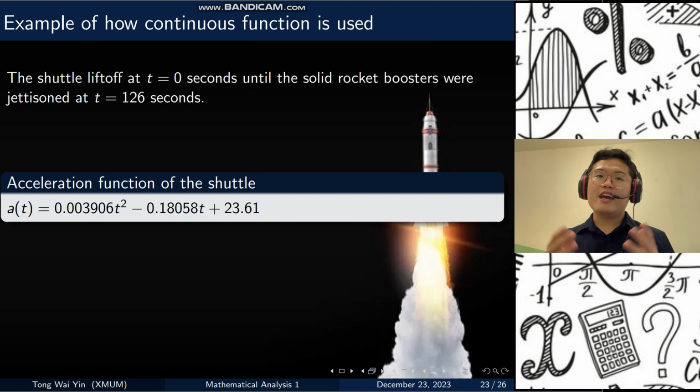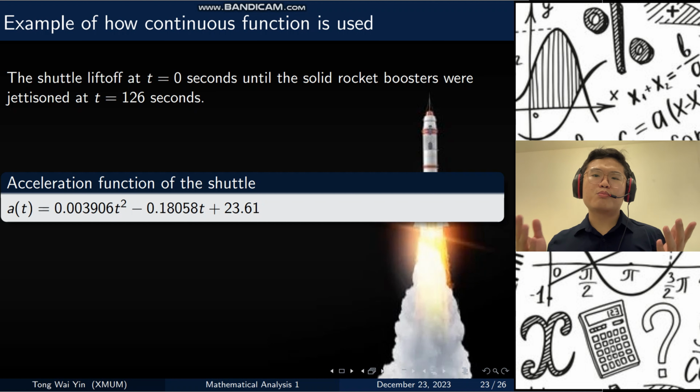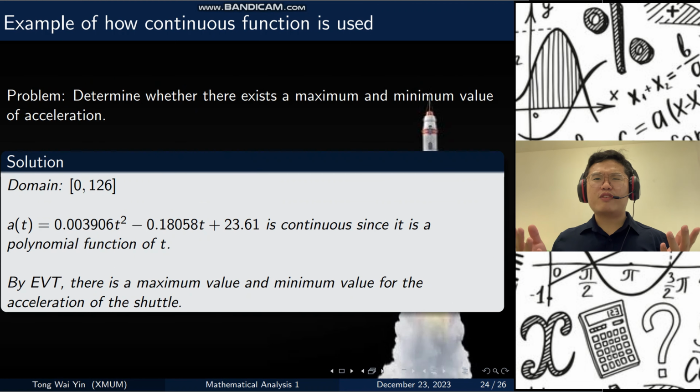That is, a(t) is equal to 0.003906 t squared minus 0.18058 t plus 23.61. Now the problem is, the aerospace engineers at NASA want to estimate the absolute maximum and minimum values of the acceleration of the shuttle between liftoff and the jettisoning of the boosters. Before they find them, they have to determine whether there exists a maximum and minimum value of the acceleration.